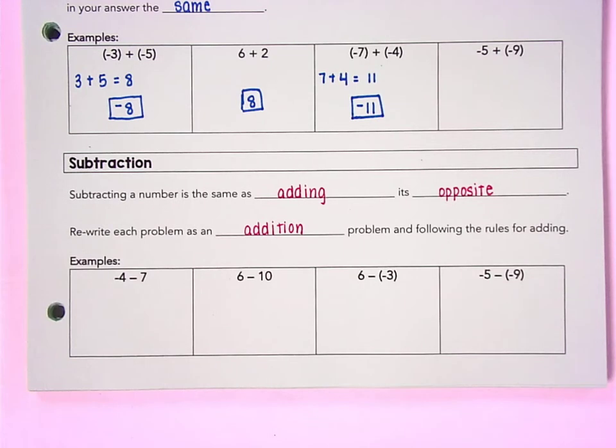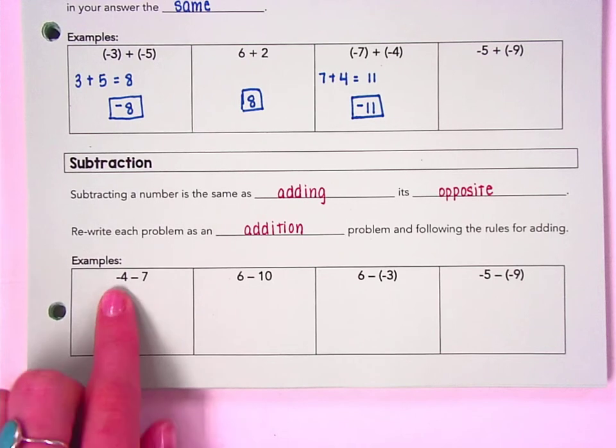We're going to check out how we can subtract rational numbers in this video. Subtracting a number is really the same as adding its opposite. So we're going to look at two different ways that we can think about answering these kinds of problems where we are subtracting positive and negative numbers. The big thing to remember is, since it's the same as adding its opposite, we can rewrite each of these subtraction problems as an addition problem and then use our rules for adding rational numbers to answer the question.